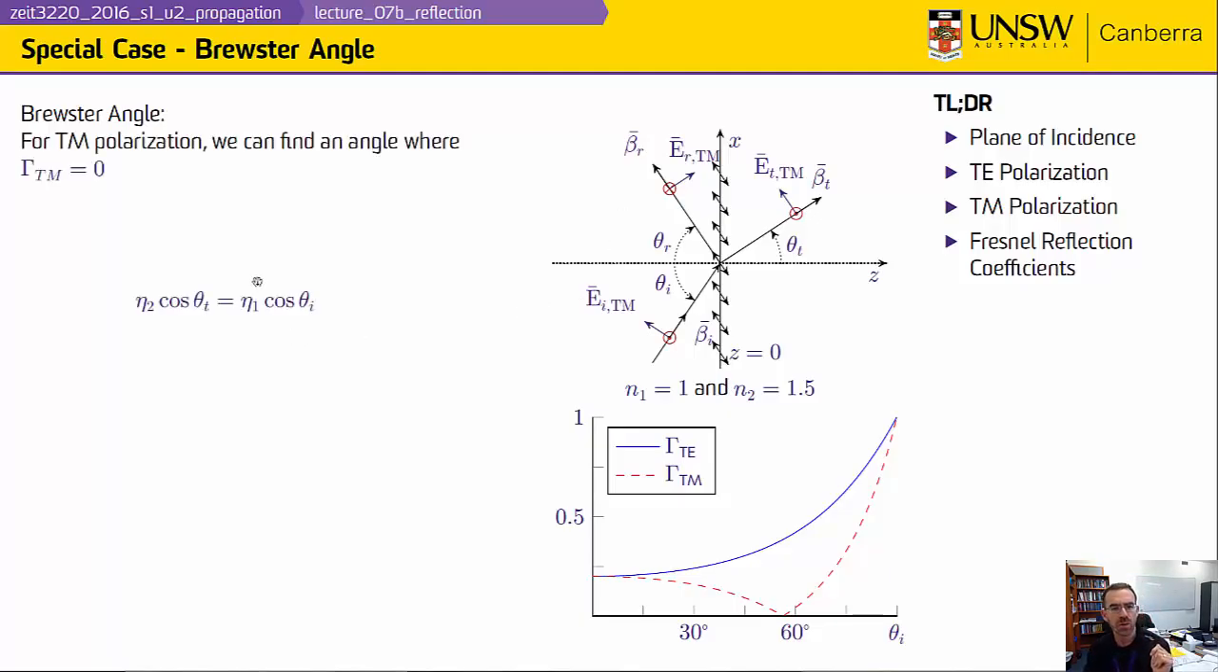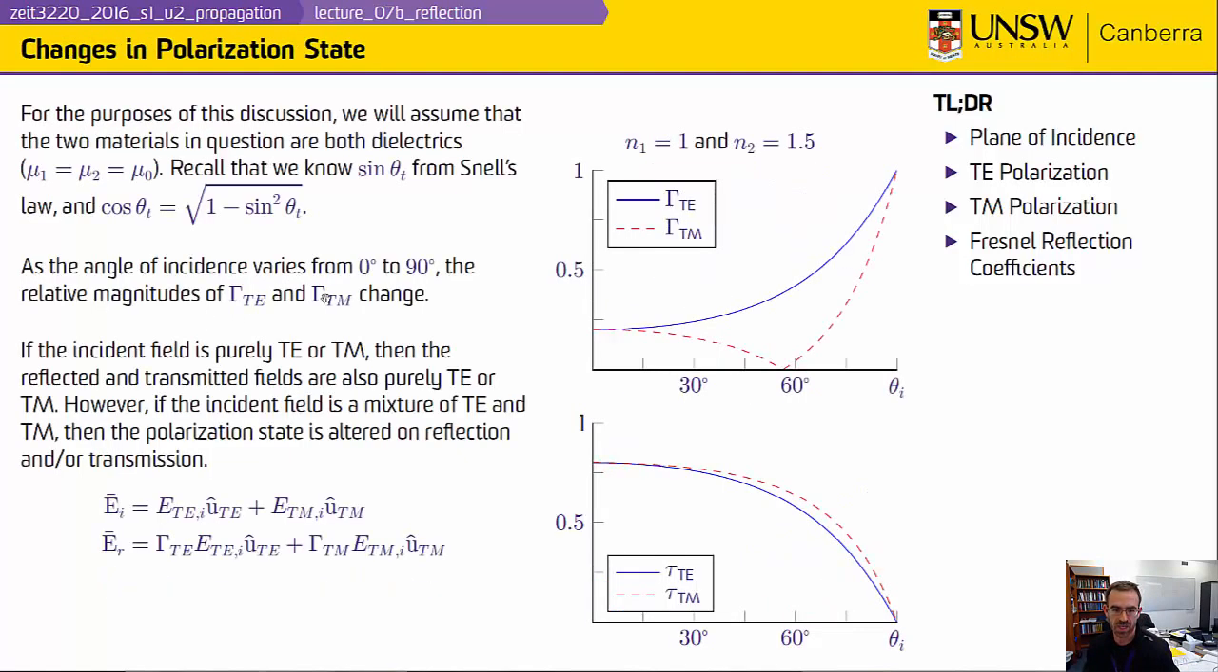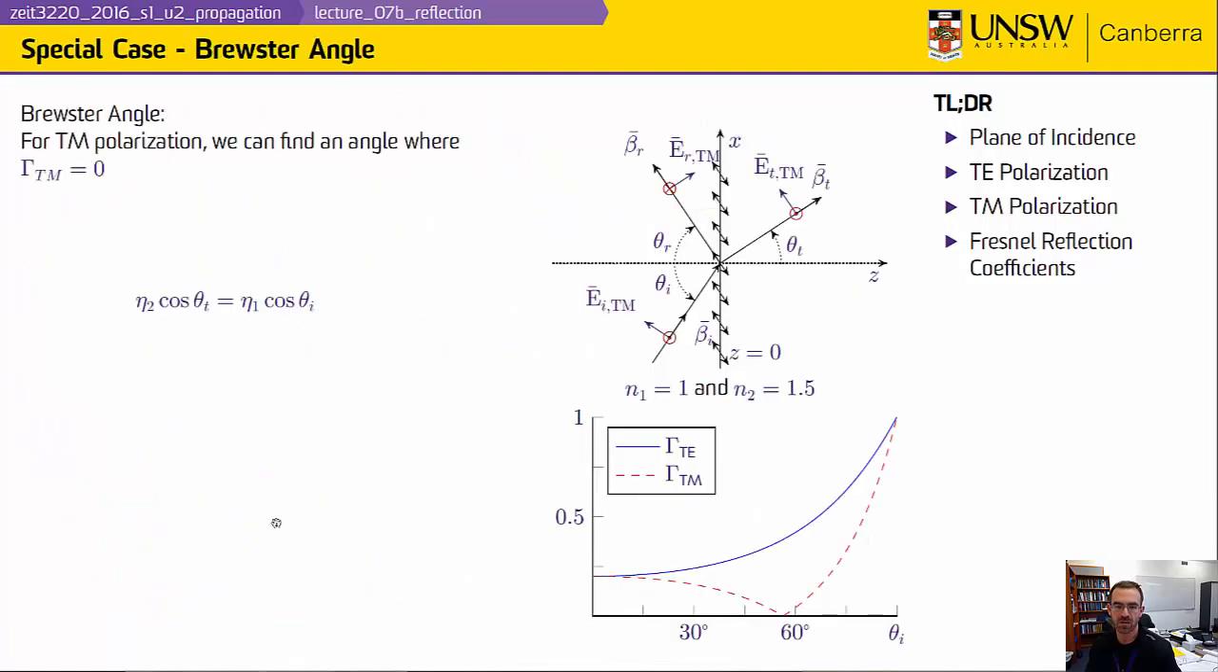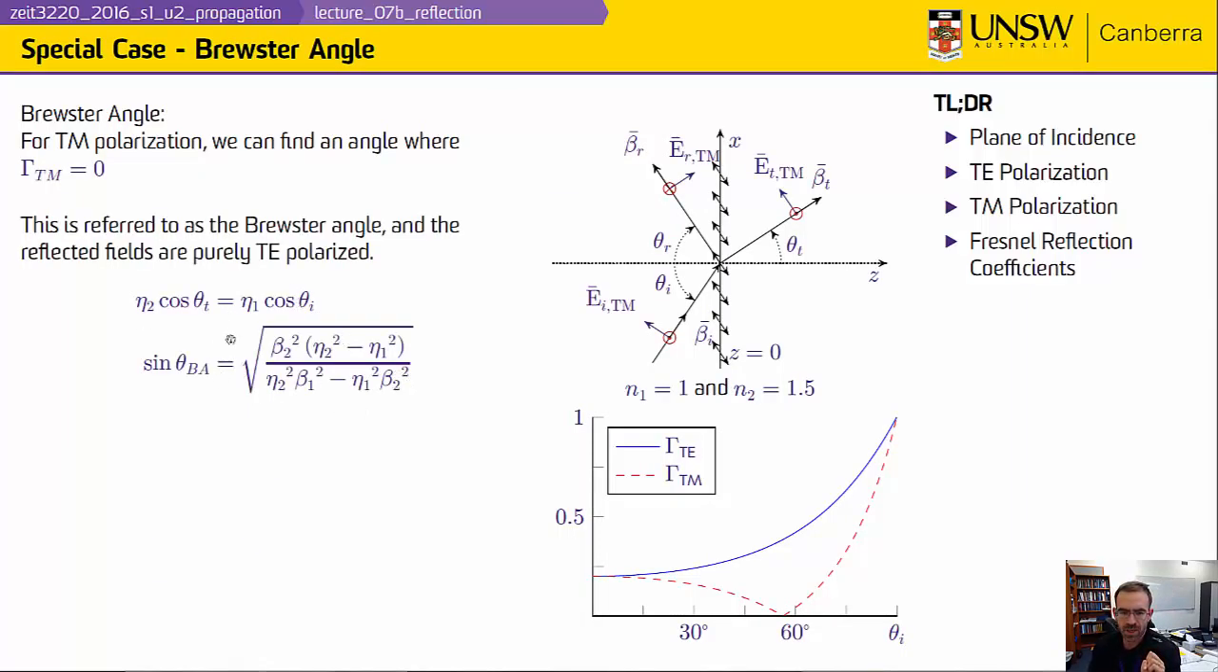Let me talk a little bit about what's going on here. By the way, we can go back to the previous slide, to the Fresnel coefficient. This is satisfied when the numerator goes to 0. So when n2 cosine theta transmitted equals n1 cosine theta incident, that's when I have the Brewster angle. We can solve for this by doing some trigonometric substitutions, and this is the value that we get for the Brewster angle.